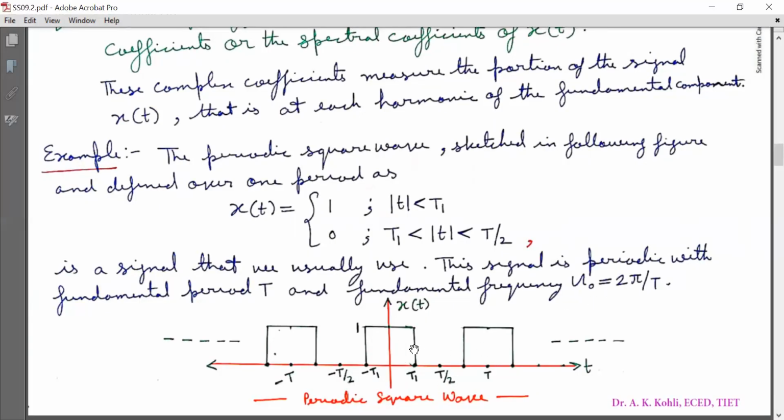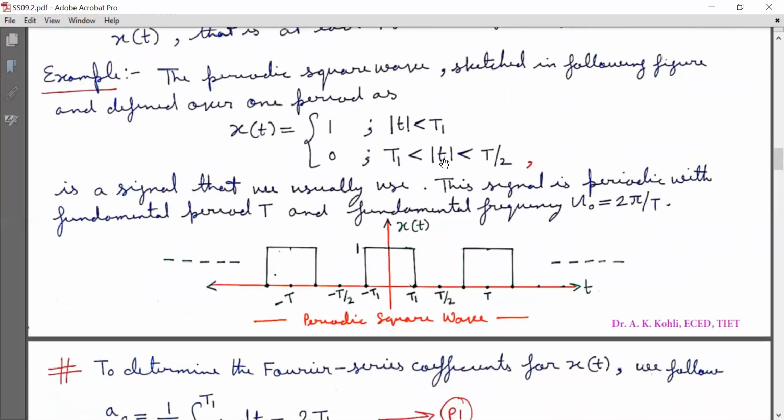Now look at this periodic square wave. x(t) is having amplitude 1 when small t is varying from minus T1 to T1, and this pattern is repeating itself after a period of capital T. So that is why x(t) is periodic. And this equation indicates one period of the square wave, periodic square wave.